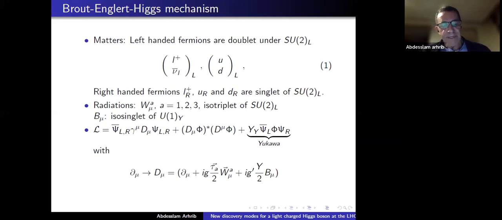Okay, and the same thing happens when you try to write down the kinetic term for the Higgs field. You are not only giving mass to the gauge bosons, but you also get some interaction between the Higgs and the gauge bosons as well. Next slide, please.